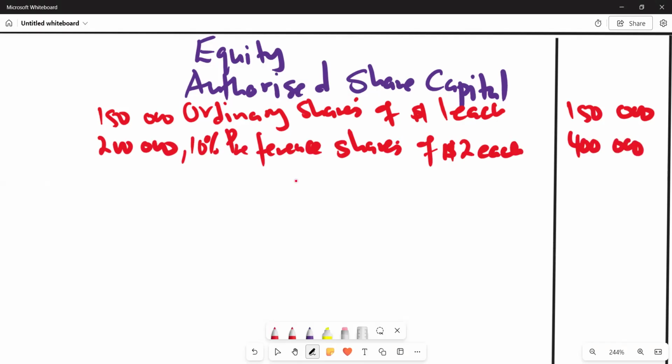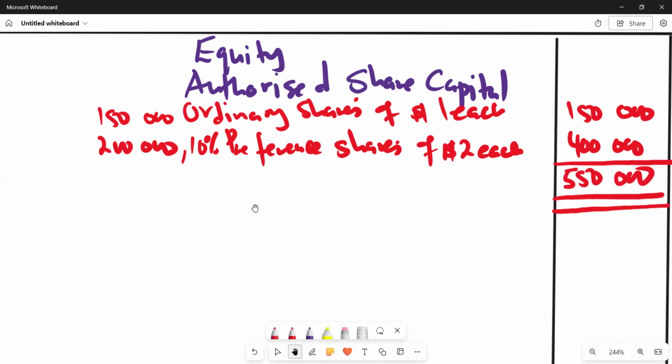So we add the two, and then we close. So this double line indicating that we are closing because these figures are not going to affect any calculations that are going to follow. So we just close them. As I was saying, it's just a disclosure procedure. We say now 150,000 plus 400,000, and we are going to get 550,000. So this is the total authorized share capital that we have.